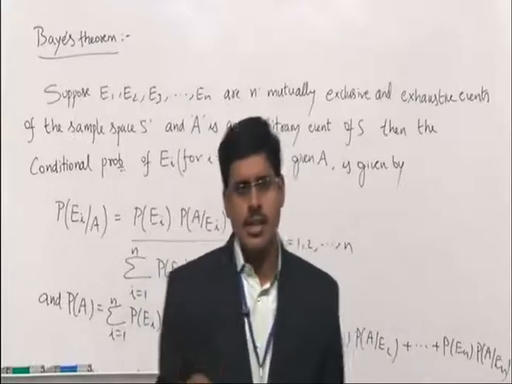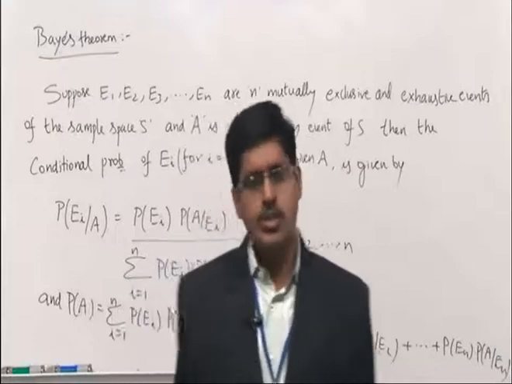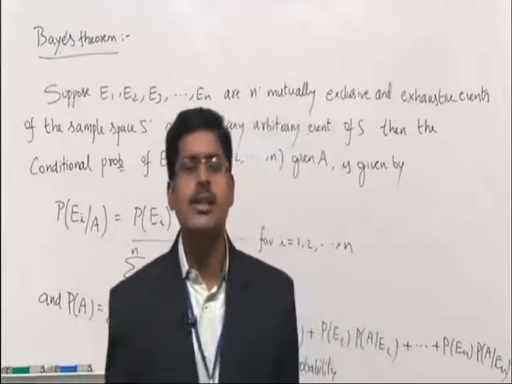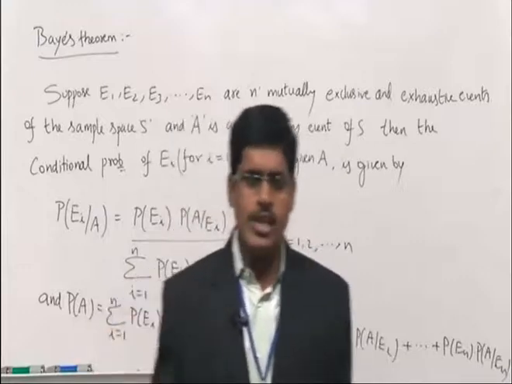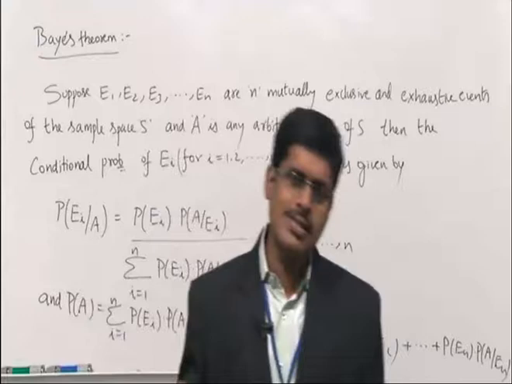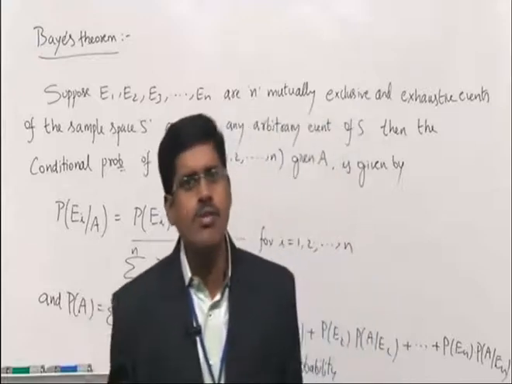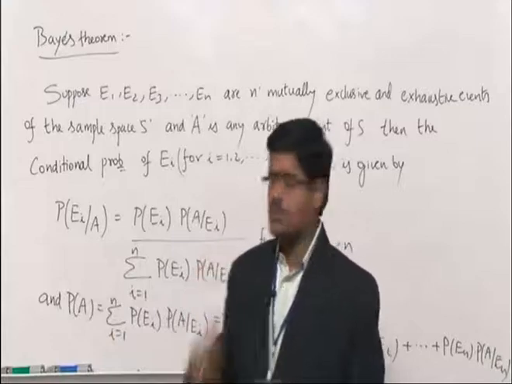The events are said to be exhaustive when all the events include the total outcomes of the sample space. So mutually exclusive and exhaustive means that if I take two events only in that experiment, E1 and E2, then E1 union E2 is equal to the sample space S, and E1 intersection E2 is equal to the empty set. That is the meaning of mutually exclusive and exhaustive.